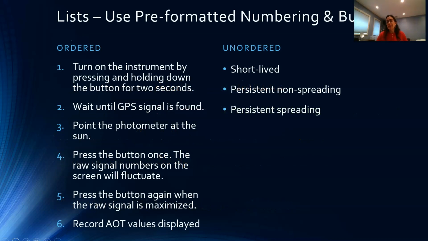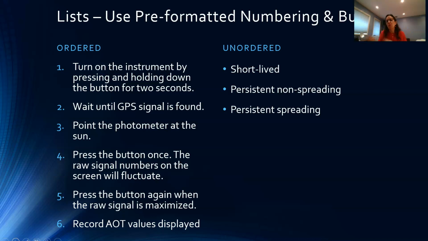The next item has to do with lists. Sometimes we have to include information about, for example, a procedure or a process. For example, in GLOBE, in the aerosols protocol, there's a procedure for us to measure the aerosol optical thickness. So we have to first turn on our photometer, then we have to wait until the GPS signal is found, then we have to point the photometer at the sun, and so on. So that's a list, an ordered list, because the order is important. It's a process, so we typically use numbers to order the steps. So that's an ordered list.